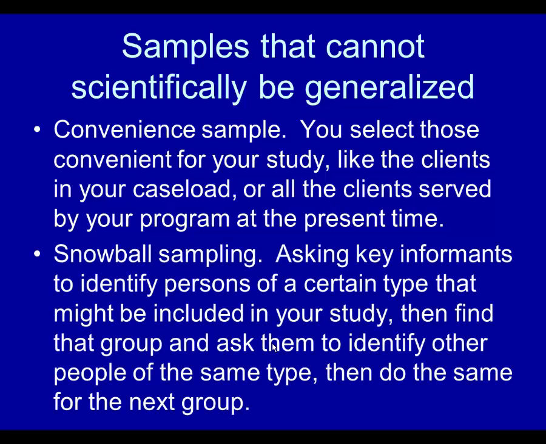Snowball sampling is asking key informants to identify persons of a certain type that might be included in your study. Then find that group and ask them to identify other people of the same type. Then do the same for the next group.